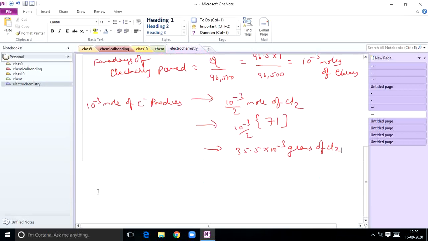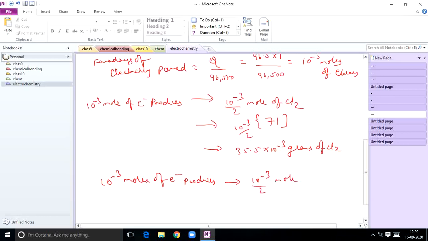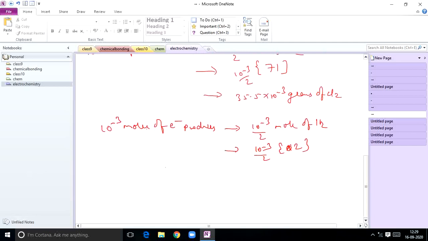At the same time, 10 power minus 3 mole of electrons, that means Faraday, produces how much amount of hydrogen? 10 power minus 3 by 2 mole of hydrogen. So convert that hydrogen into mass. 1 mole of hydrogen is equal to its gram molecular mass, that is 2. You have to multiply with 2. So 10 power minus 3 mole of electrons produces 10 power minus 3 grams of hydrogen.